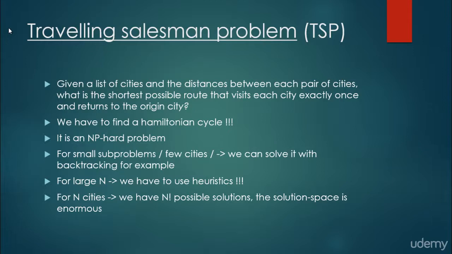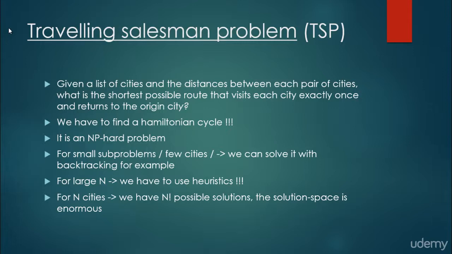Given a list of cities and the distances between each pair of cities, what is the shortest possible route that visits each city exactly once and returns to the origin city? It may sound familiar to you because we have to find the Hamiltonian cycle again. And we have discussed in the previous videos how to solve a Hamiltonian cycle, but we were considering small graphs.